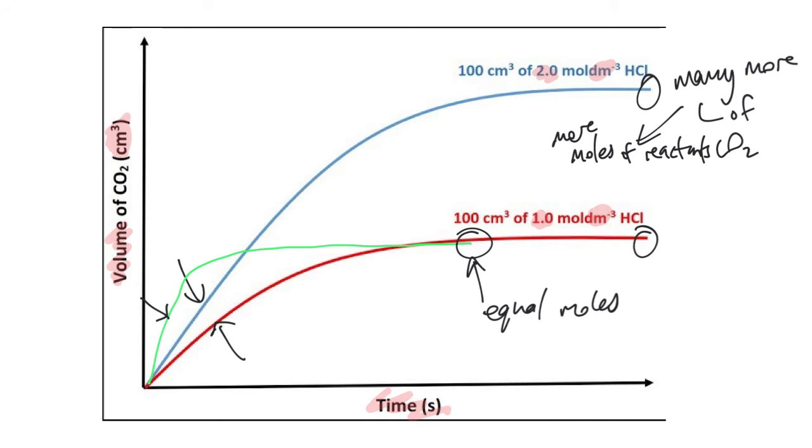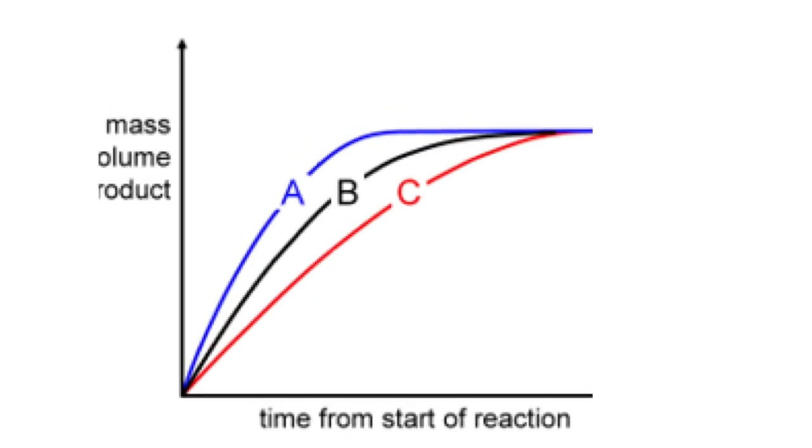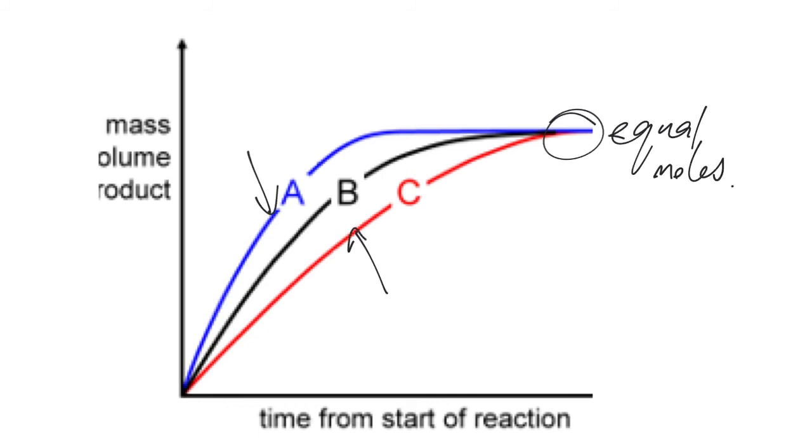Okay, here is another one. So again, this is what we talked about. All these three have equal moles. Equal moles. But they're at different rates of reaction. Which one's going at the fastest rate of reaction? A is going at the fastest rate of reaction because it has the steepest gradient at the beginning.